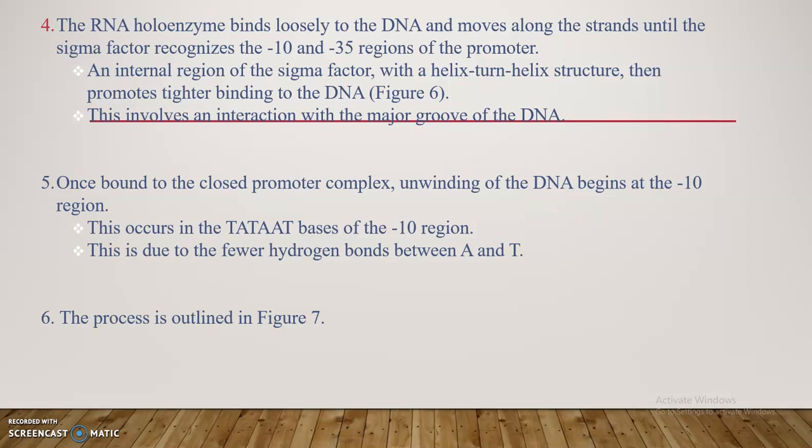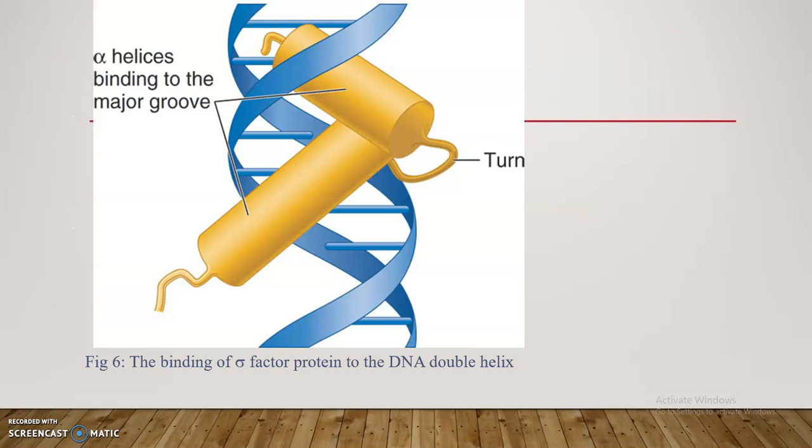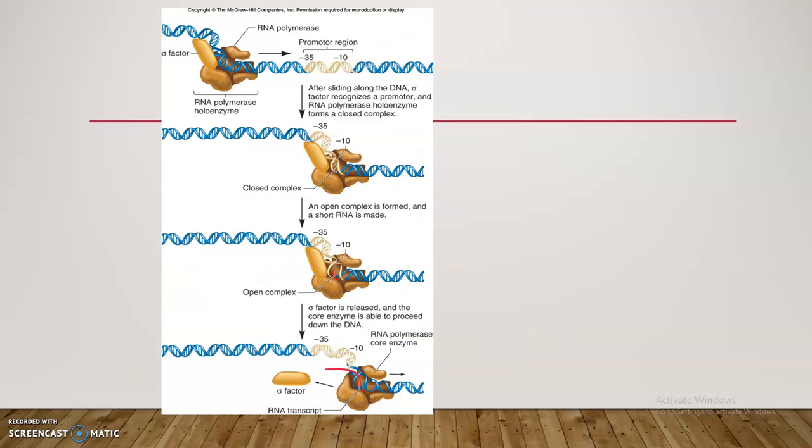This occurs in the TATA bases, the ATGC bases. It specifically occurs in the TATA bases at the minus 10 region, and this is due to the few hydrogen bonds between A and T. When the hydrogen bonds are fewer in these regions, it's very simple to break the bonds and form newer bonds. This process is outlined in figure 7, where you can see the helix structure binding to the major groove, turning clockwise or anti-clockwise. These are the processes I just discussed, which you can see in graphic form.